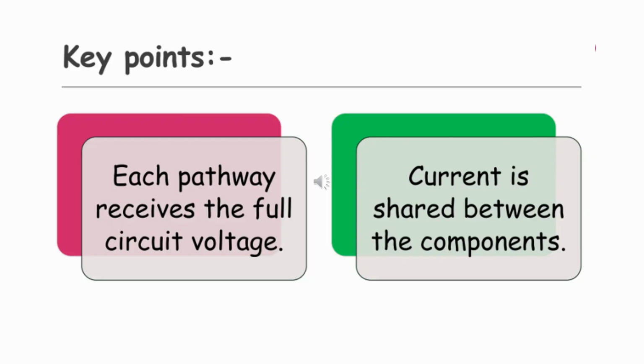So the two main key points of a parallel circuit that you need to remember are: each pathway receives the full circuit voltage, and the current is shared between the components.